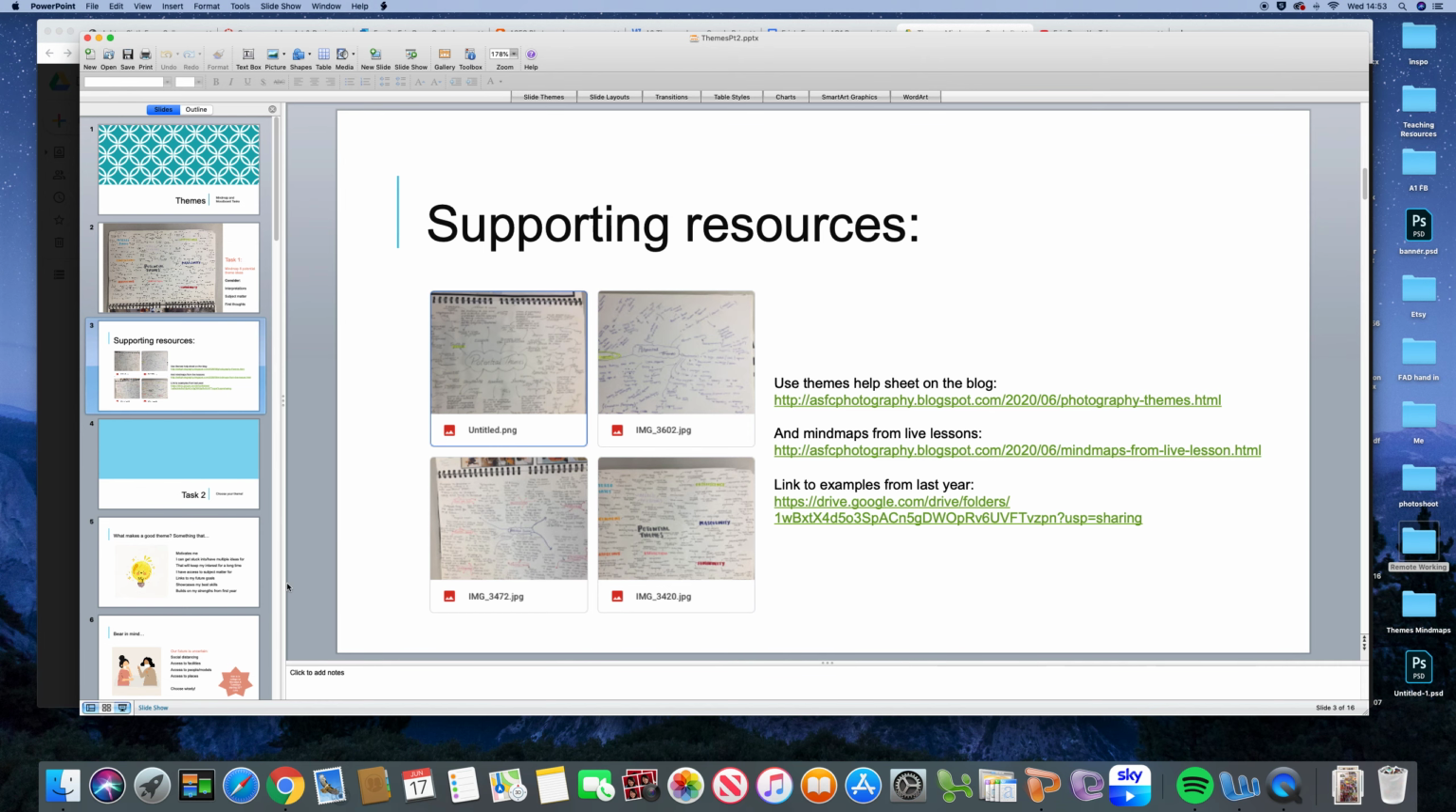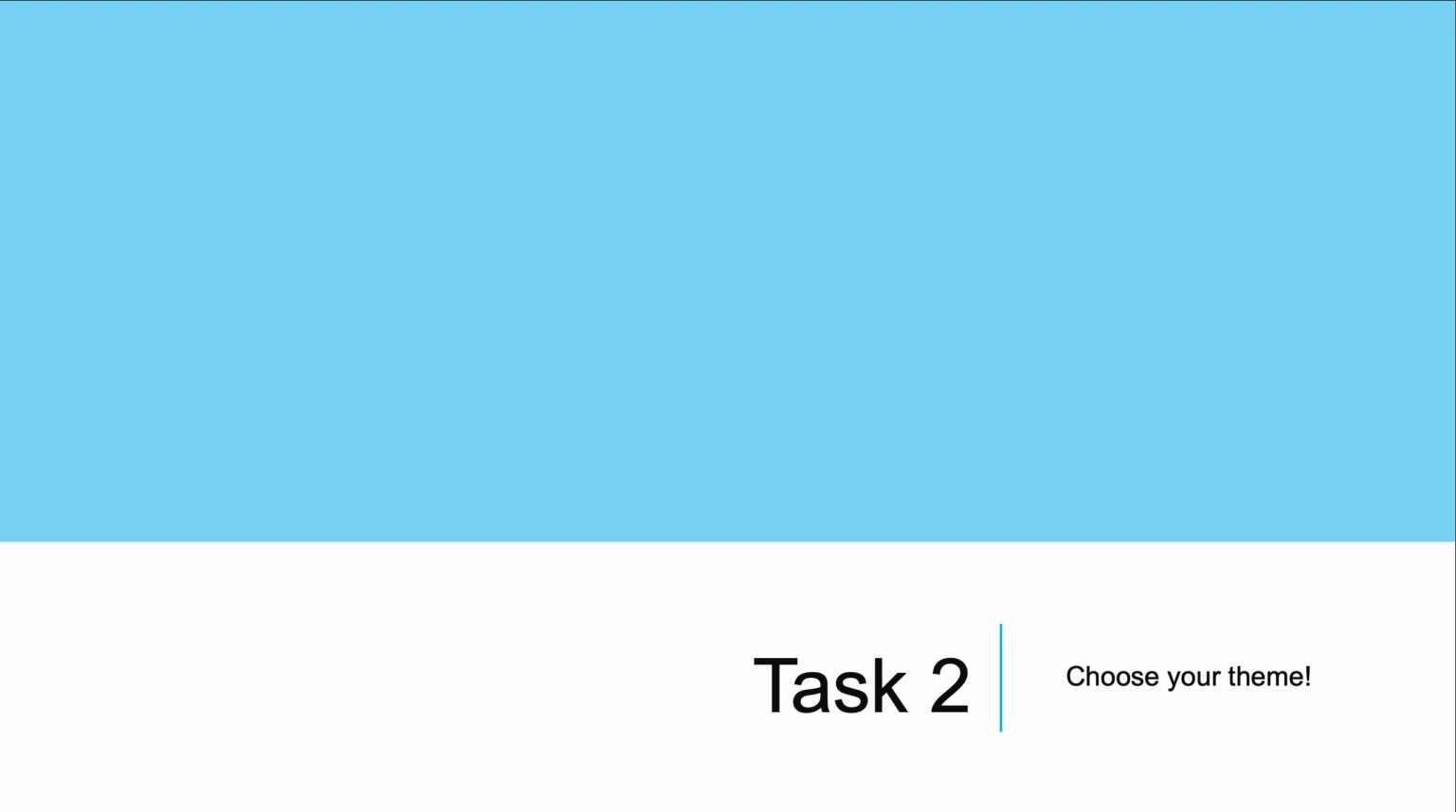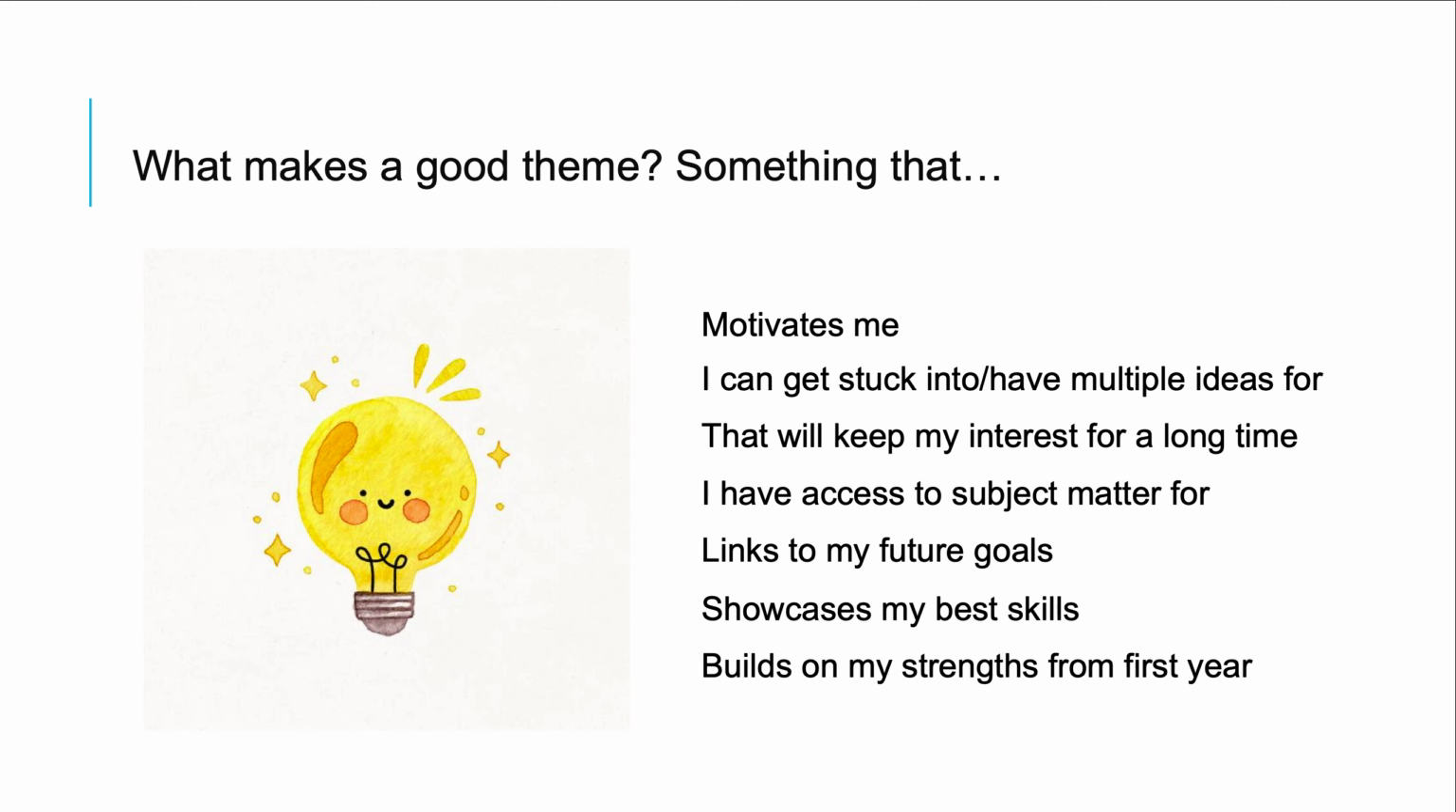So let's make this a bit bigger so it's easier to see. So task 2 is where we'll actually narrow down. So one of those themes from your mind map I'd like you to actually choose. So when you're sure of which one it is, highlight it for me on the potential mind map. And just a bit of a recap, a good theme has to be something that motivates you, something that you can really get stuck into or have multiple ideas for, because you've got to start wide. Don't choose something too specific, because then you won't be able to narrow it down. It's just like the last project, you have to do multiple shoots, so there has to be multiple ways that you can interpret it at the start.